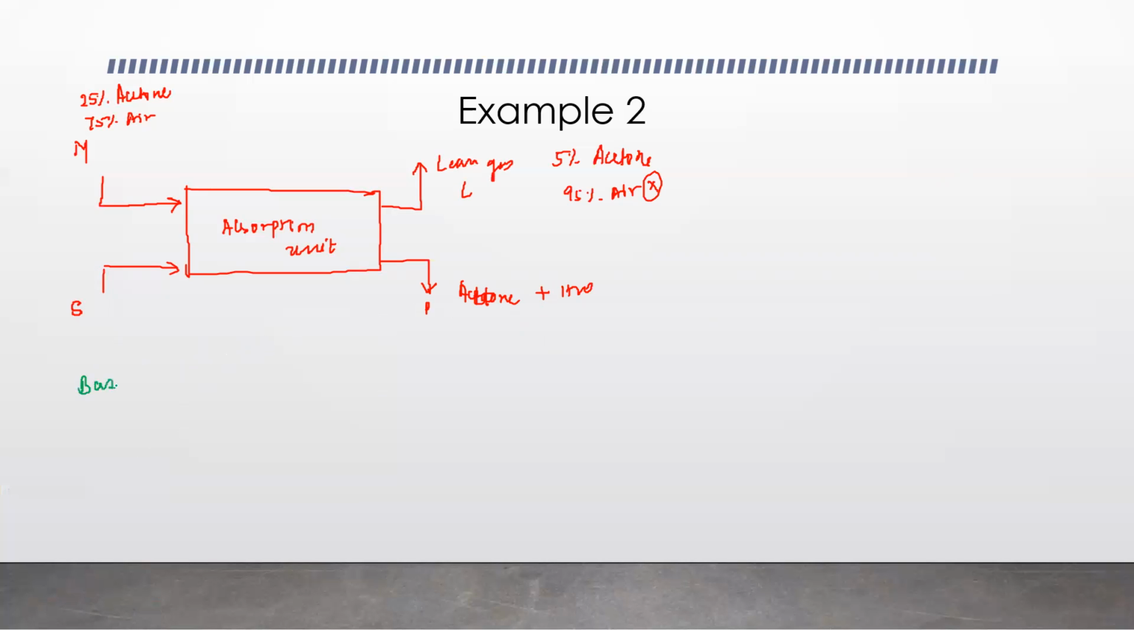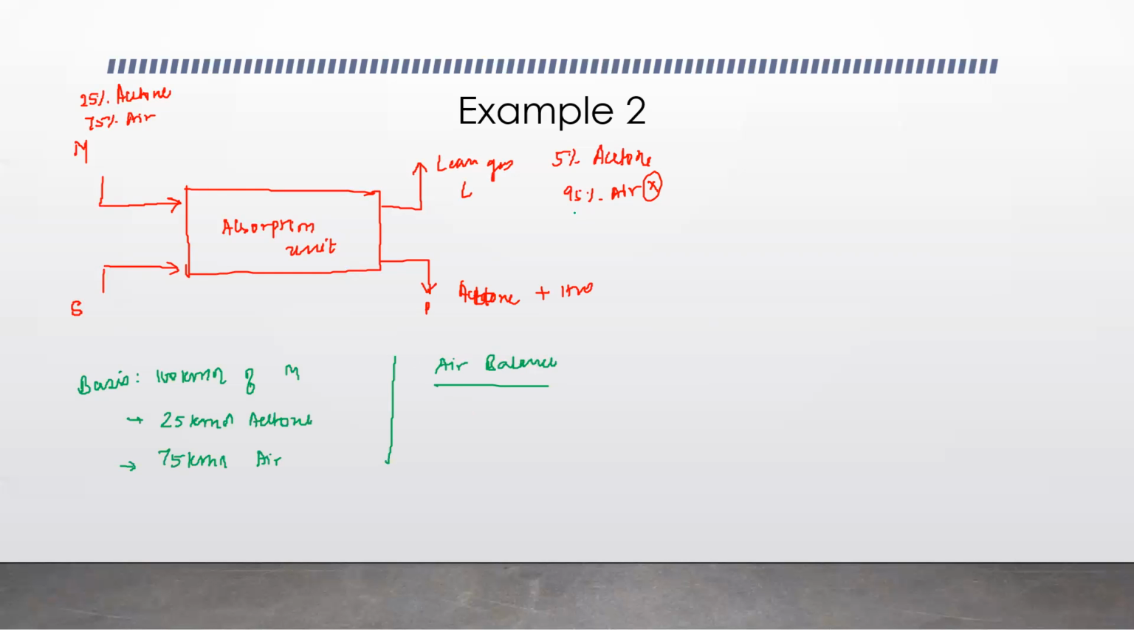So the basis is that we have 100 kilomole of acetone-air mixture. So M is 100 kilomole. If we have 100 kilomole of mixture M, then that means we have 25 kilomole acetone and 75 kilomole is going to be air. Now what we are going to do is an air balance.